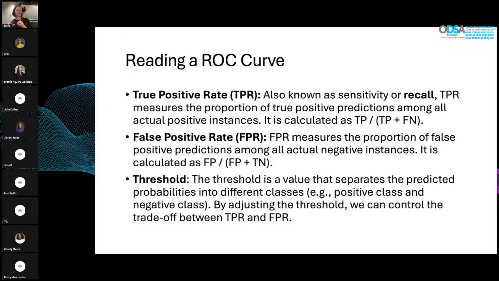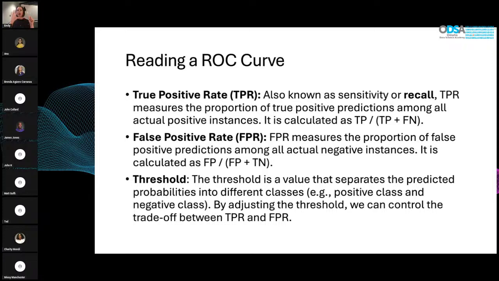It was that extra box at the end that we pointed to, and we said sometimes it's useful. That is this one. So this is the false positives over the false positives plus the true negatives. And then we have the threshold. The threshold is the value that separates the predicted probabilities into different classes, into 1 and 0.